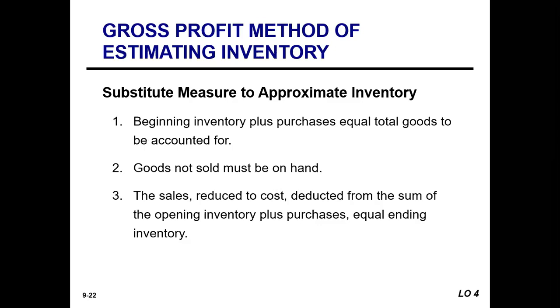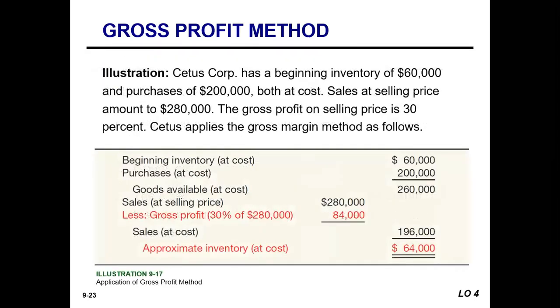So it says these are substitute measures to approximate inventory. Beginning inventory plus purchases equals total goods to be accounted for. Goods not sold must be on hand. The sales reduced to cost, deducted from the sum of the opening inventory plus purchases, equal ending inventory. And so here's our example of this.